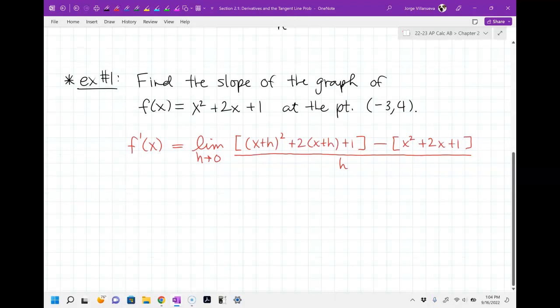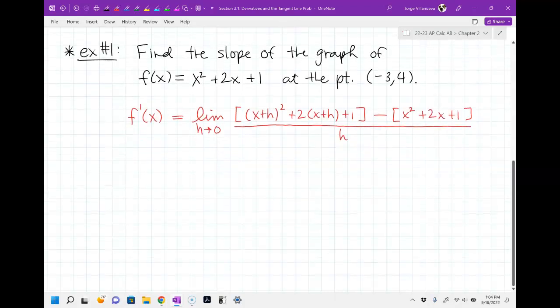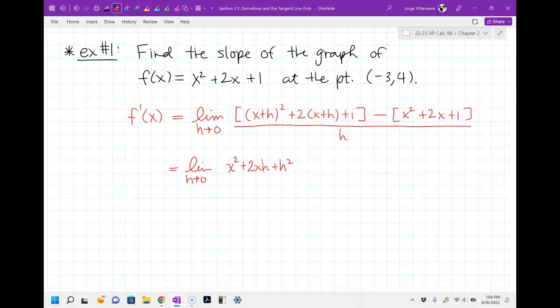Now what you're going to want to do at this point is expand the inside. This is why a lot of people don't like this, because it just starts to blow up sometimes. So let's write the limit as h goes to 0. Now x plus h squared is x squared plus 2xh plus h squared. 2 times x plus h is 2x plus 2h, plus 1, minus x squared minus 2x minus 1, all over h.